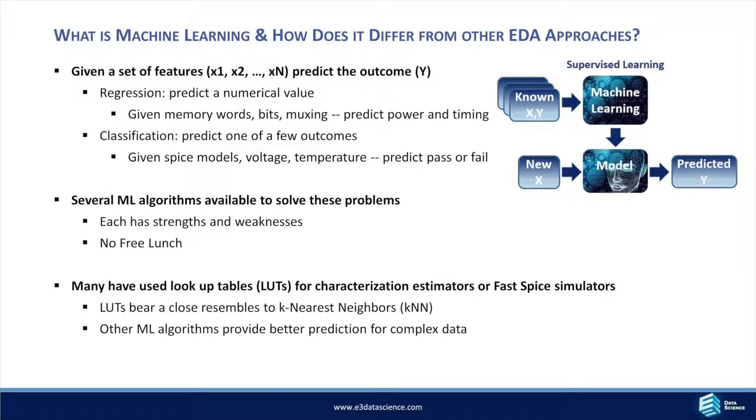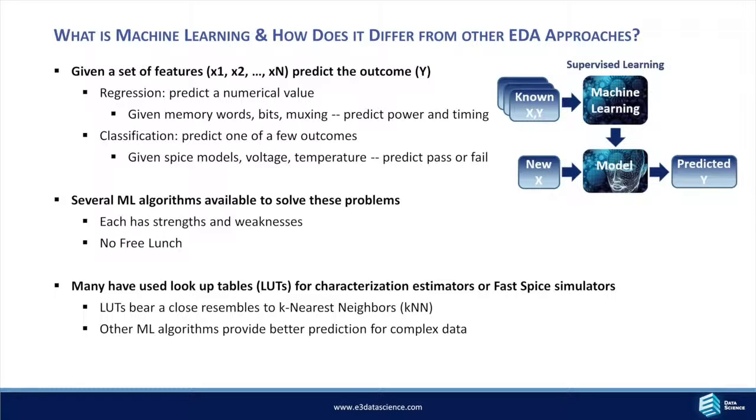Okay, so what is machine learning? Well, briefly, given a set of features, x's, we want to predict the outcome y. I'll mostly be talking about supervised learning and at times relating it to characterization prediction. There are two types of supervised learning. Regression, where we want to predict a numerical value.